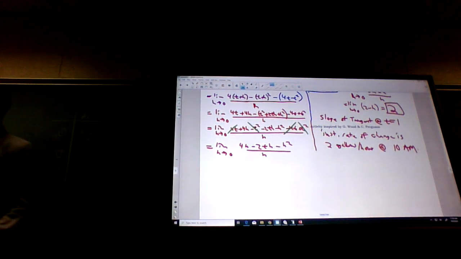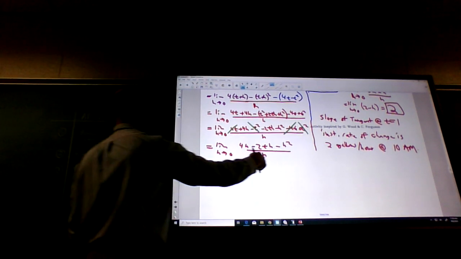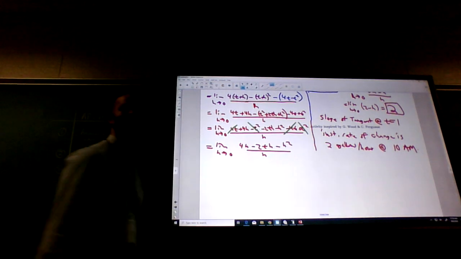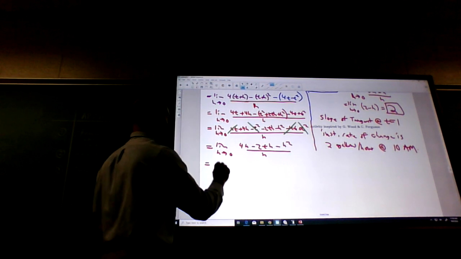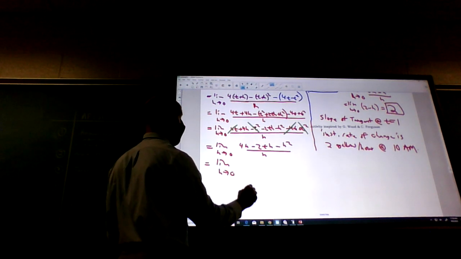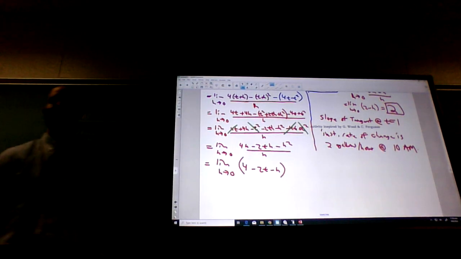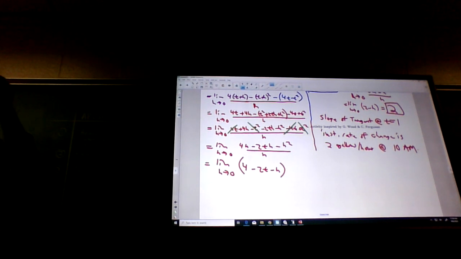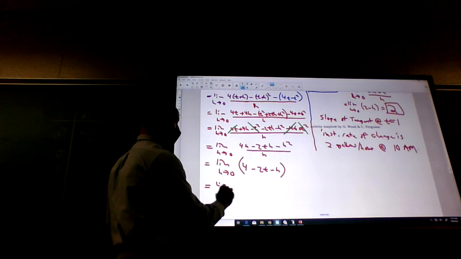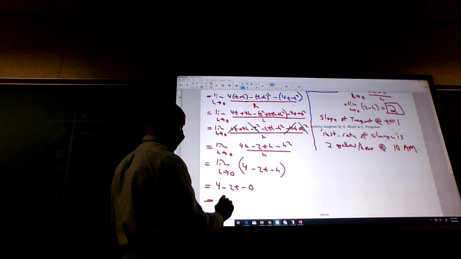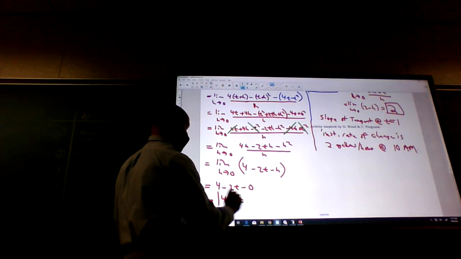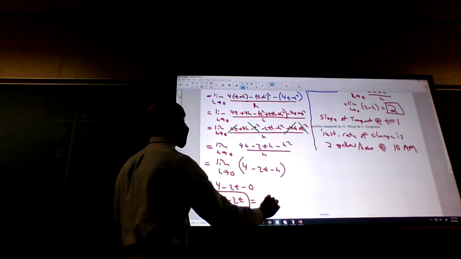Man, wouldn't it be nice if everything in the numerator had an h? Yes. Wouldn't that be nice? Oh, everything in the numerator does have an h. So guess what happens to this h, that h, and one of those h's? They all cancel. So this gives me the limit as h goes to 0 of 4 minus 2t minus h. Agreed? And what's happening to h? It's going to 0, so now I'm going to do a direct substitution, and I'm going to have 4 minus 2t minus 0. Guess what that is? 4 minus 2t.